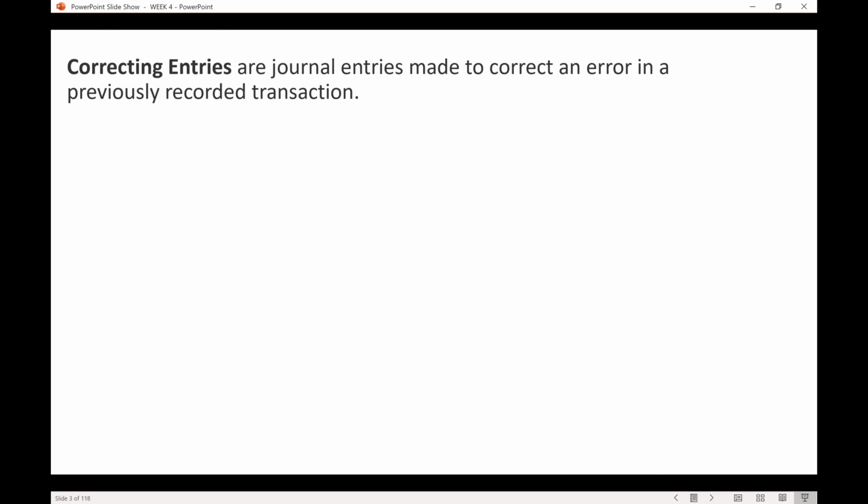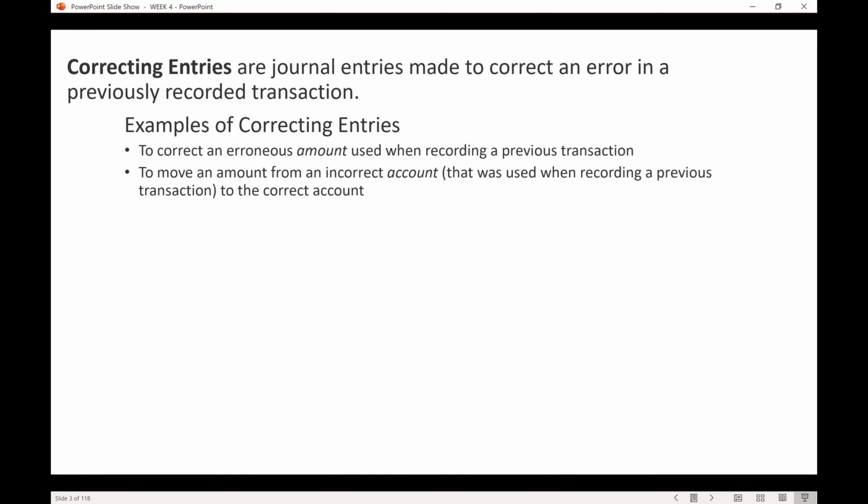Correcting entries are journal entries made to correct an error in a previously recorded transaction. Examples of correcting errors include correcting an erroneous amount used when recording a previous transaction. So what this is saying is that you're correcting an amount, so that amount was a mistake, it was an error that you recorded in a previous transaction.